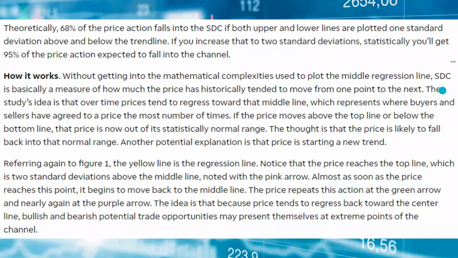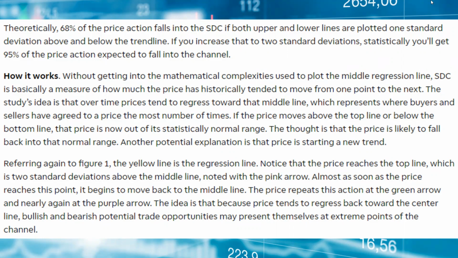Theoretically, 68% of the price action falls into the SDC if both upper and lower lines are plotted one standard deviation above and below the trend line. If you increase that to two standard deviations, statistically you'll get 95% of the price action expected to fall into the channel. Without getting into the mathematical complexities used to plot the middle regression line, the SDC is basically a measure of how much the price has historically tended to move from one point to the next. The study's idea is that over time, prices tend to regress toward that middle line, which represents where buyers and sellers have agreed to a price the most number of times. If the price moves above the top line or below the bottom line, that price is now out of its statistically normal range.